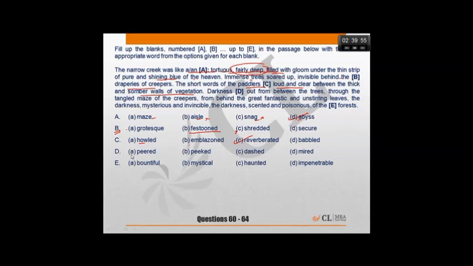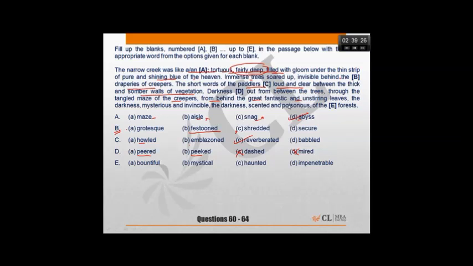Okay, D. Darkness dashed from between the trees through the tangled maze of creepers, from behind the great fantastic and unstirring leaves. Darkness peered, darkness peaked, darkness dashed not possible, darkness mired not possible. So darkness peered out of the great, out from between the trees, or darkness, not sure, but let me come back to it later. E.